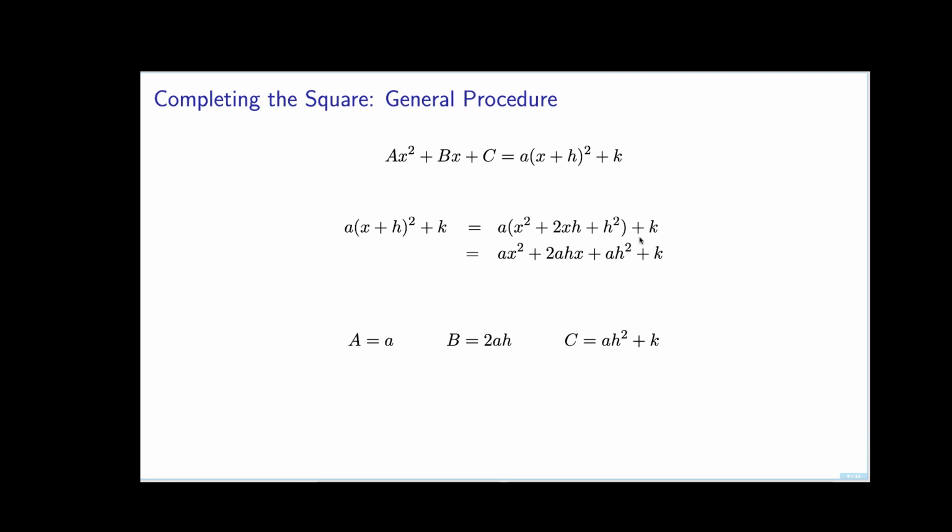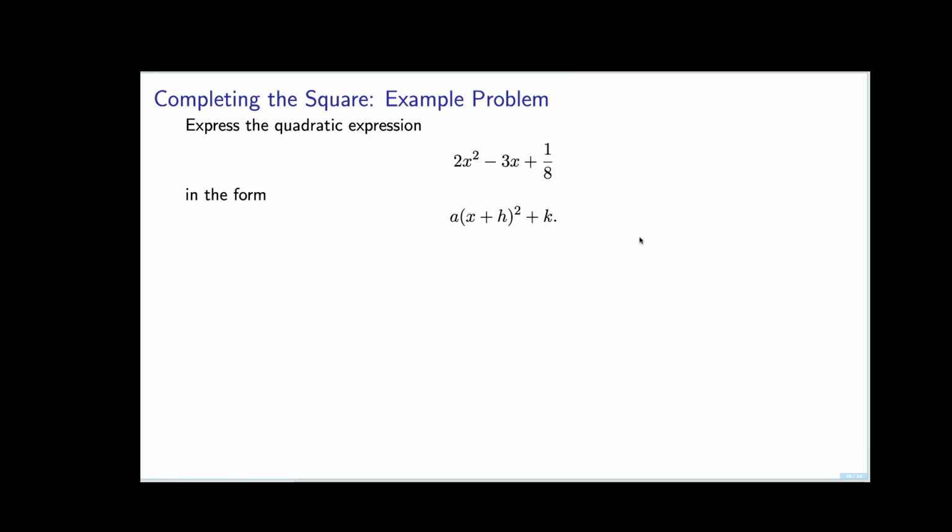So let's look at an example. We're given the quadratic 2x squared minus 3x plus 1/8, and we want to complete the square. So we want to express this in our form a times x plus h quantity squared plus k. So again, I'm just going to expand that right-hand side. We want 2x squared minus 3x plus 1/8 to be in this form a times x plus h squared plus k. I'll go ahead and expand that out. We know that we're going to get ax squared plus 2ahx plus ah squared plus k.